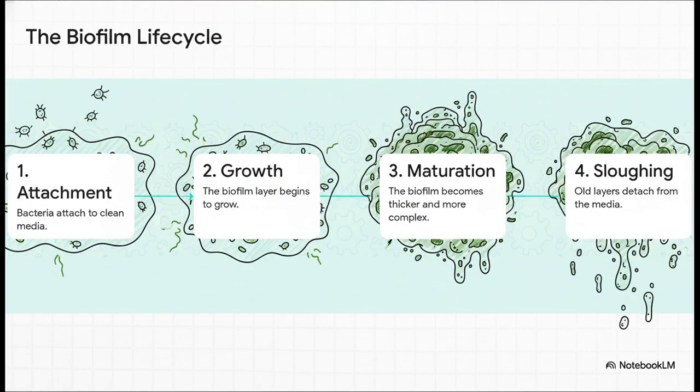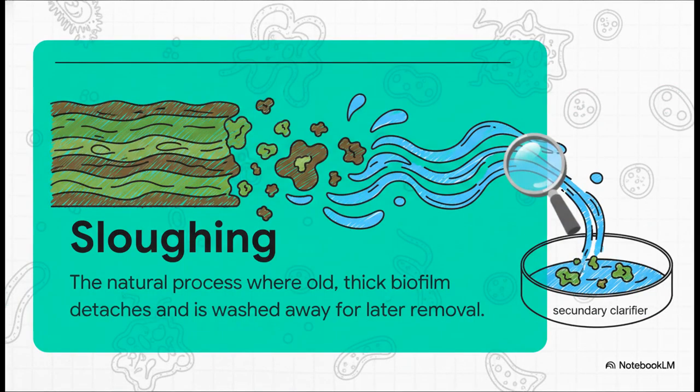And this little city, it has a whole life cycle. First, you have some free-floating bacteria that find a nice clean spot on the media and attach. Then, as they eat the food, all that BOD in the wastewater, they start to grow and multiply. The whole biofilm layer matures, getting thicker and thicker. And that brings us to the final, really important stage, sloughing. Okay, what is sloughing really? And why does it matter?